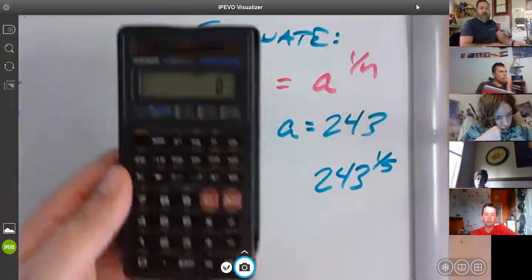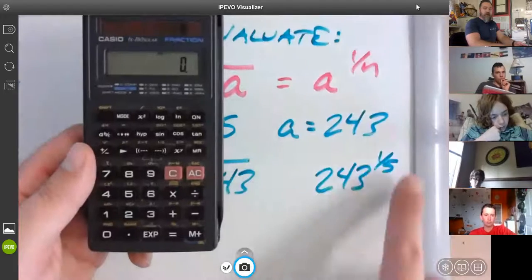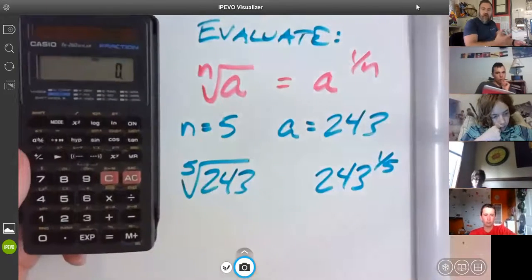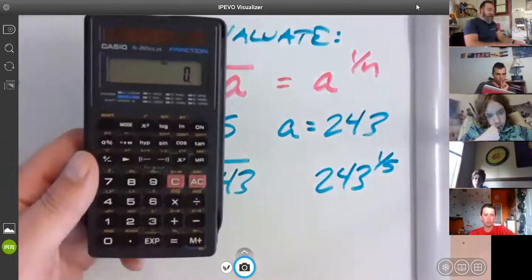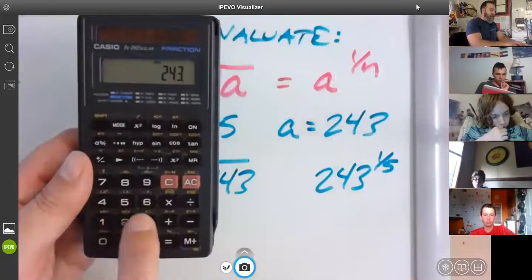Just to remind you how to do this on a calculator. My calculator kind of uses this form. Some of your calculators may use the nth root form. So it kind of depends on what's easier for you to understand. But in my case, I have to use this rational exponent form. So I'm going to start with my base.